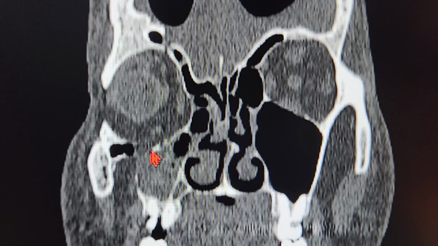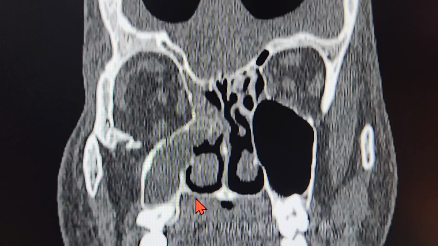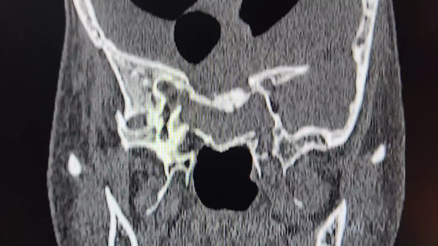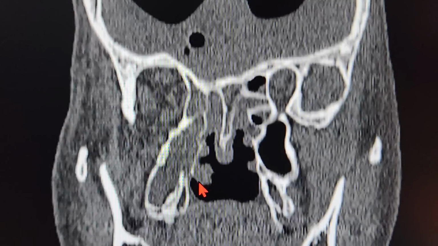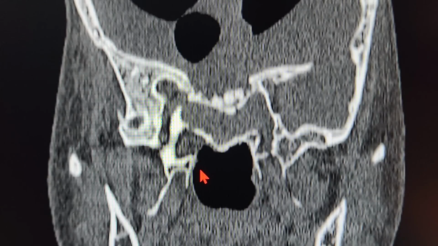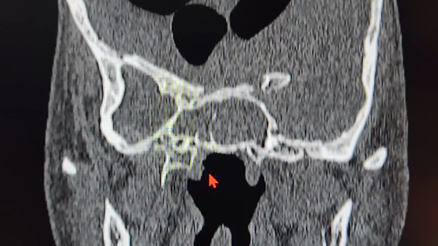So you can see that's the collection in the maxilla, and a small collection towards the most posterior aspect. So you keep on going behind. Now you can go behind. You can see the sphenoid is basically not normal over here. The entire sphenoid is full of some kind of soft tissue opacification over here. That's the entire sphenoid, completely opacified.